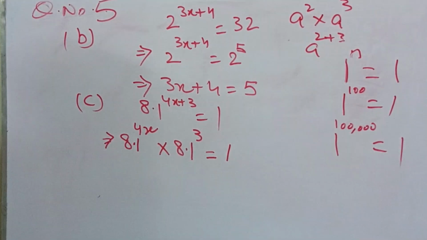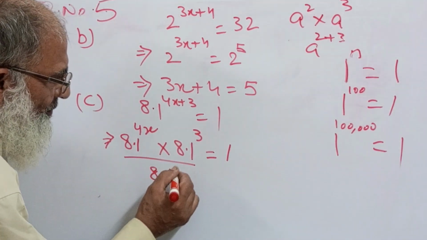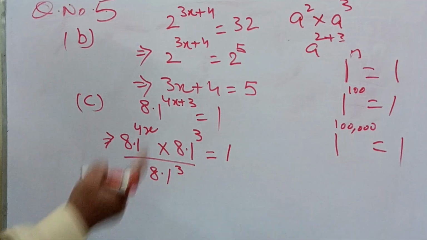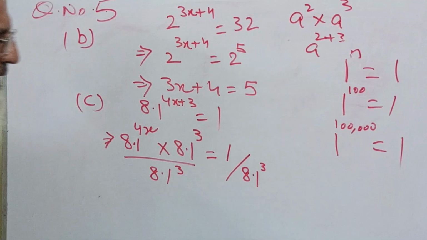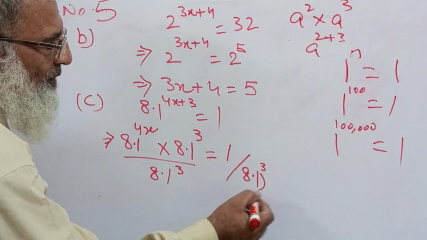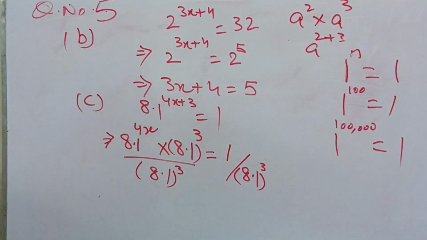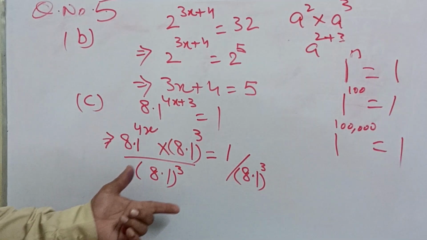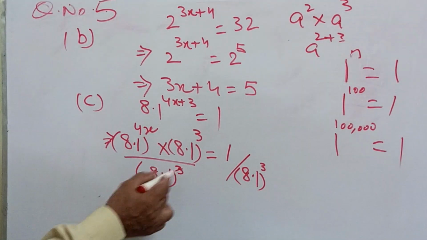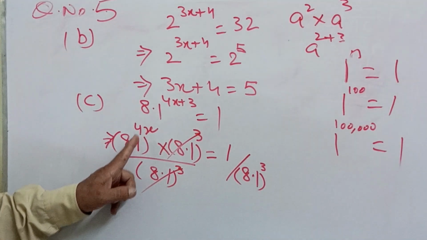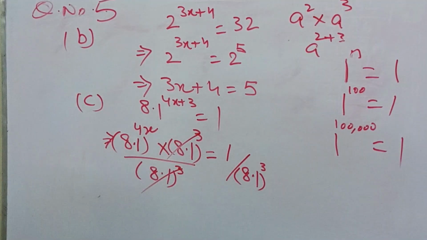Now I have to remove this, so you can remove it like this. But when you remove it like this, you also have to do it like this. Always be careful when you are dealing with this. Now you see that this has been eliminated. 8.1 multiplied by 1 will be 8.1, so 8.1 raised to power 4x is equal to 8.1.